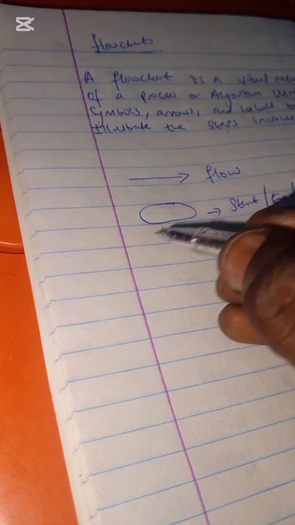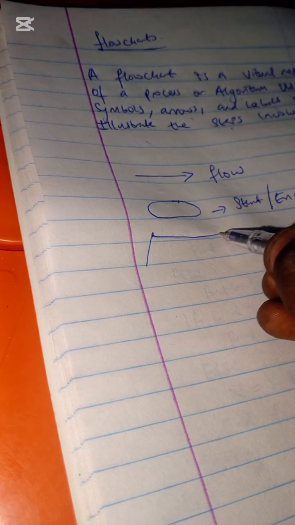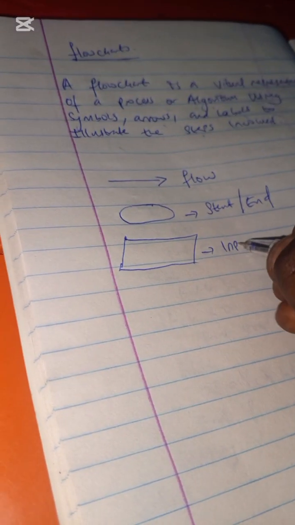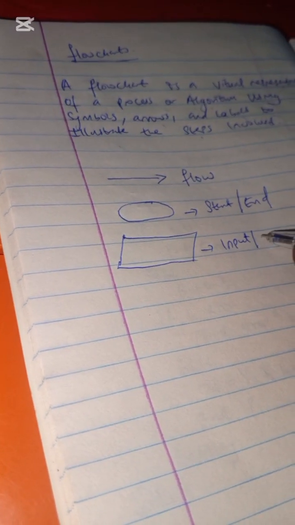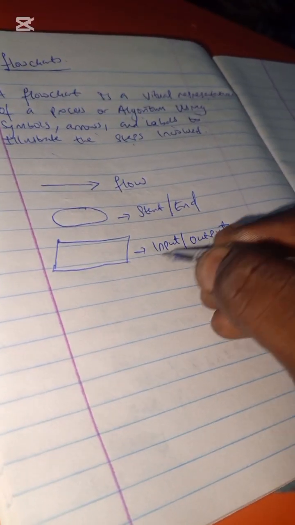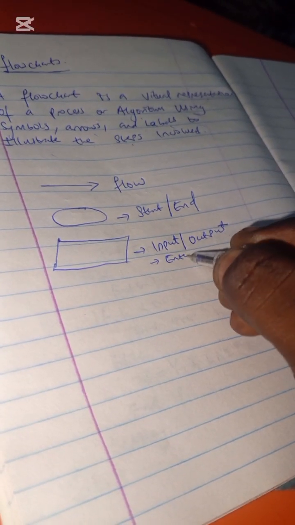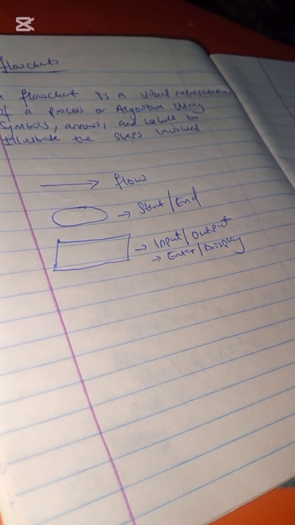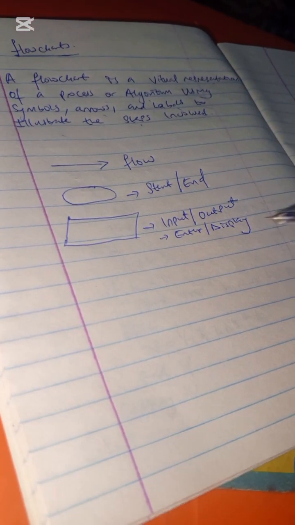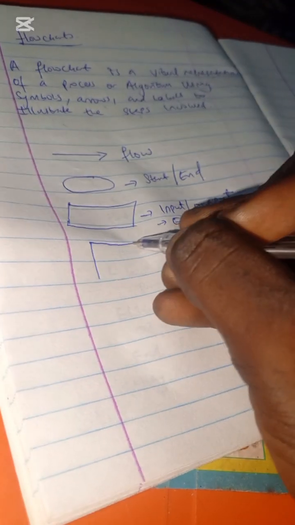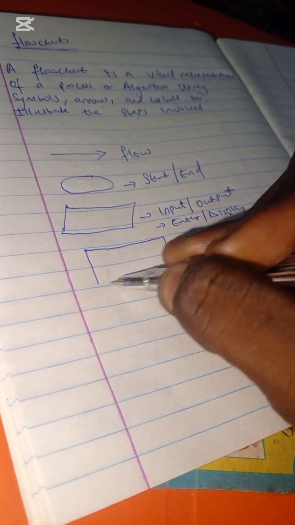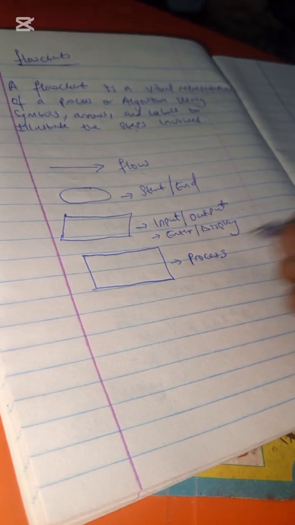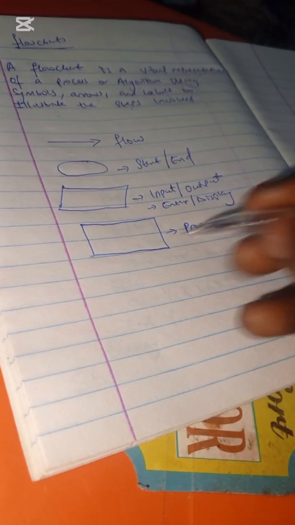Then we have the parallelogram. It is used to input or output. I can also say that it is used to enter or to display. When we start doing examples, we get to understand them. Then we have the rectangle, which is a process box. It is used to calculate or to process information.